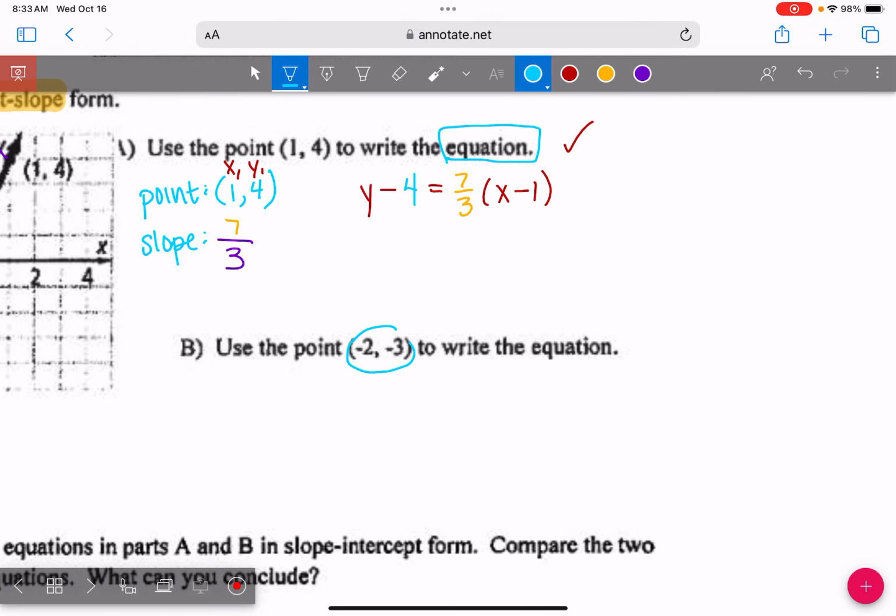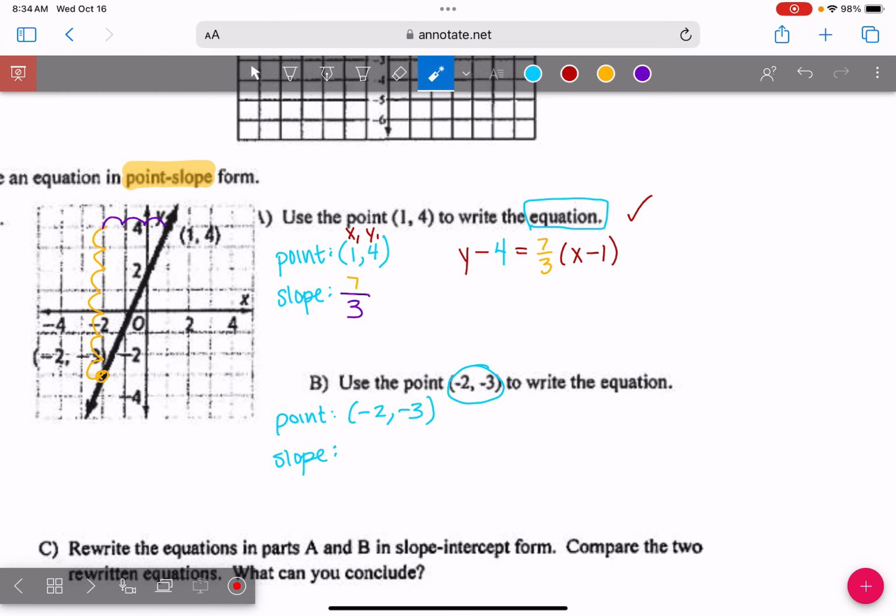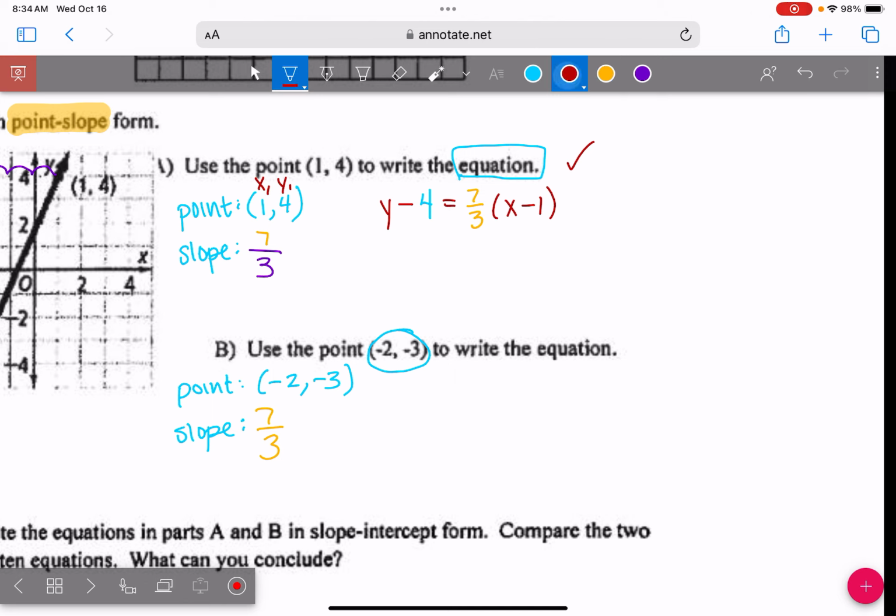Now it's telling me to use this point. So point is now going to be -2, -3. And let's think about slope for a second. Is this slope going to change? No, it's not going to change because it's the same line. So I'm going to use the same slope, 7 over 3. And we're ready to plug it in.